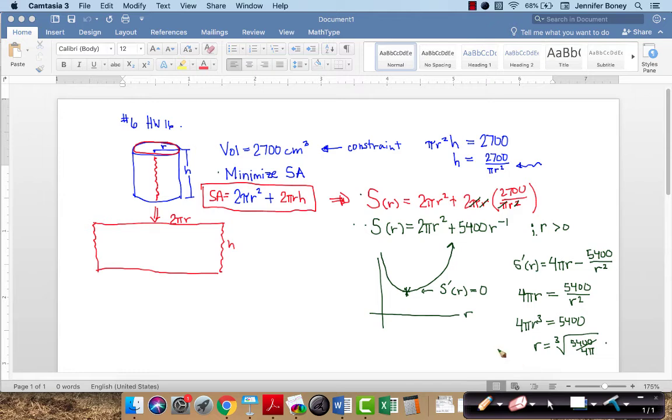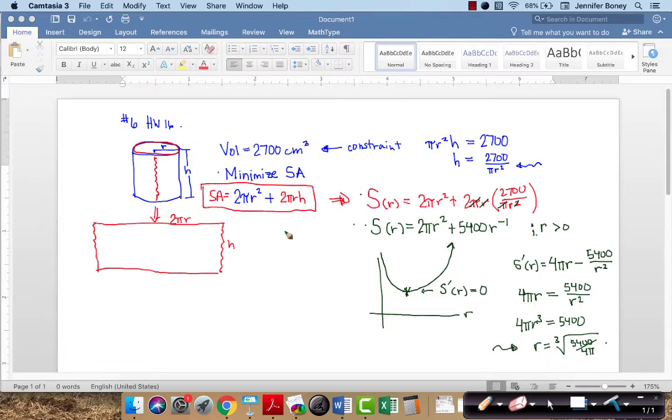You can round that to a decimal if you're asked for something like approximately what the radius would need to be. If the question actually asked for the minimum surface area, realize that this is not the answer to that. This is the answer to what radius will minimize the surface area, or minimize the amount of material needed.